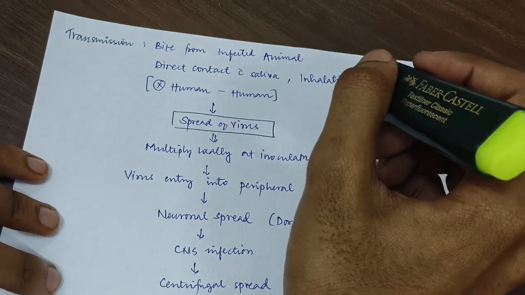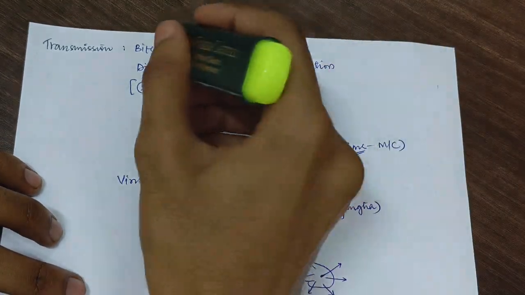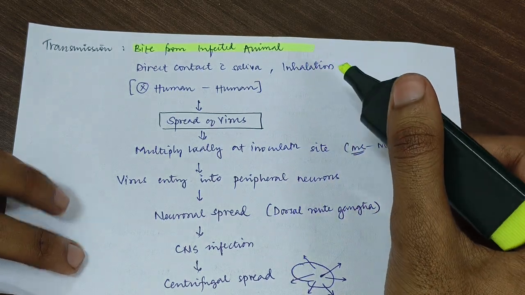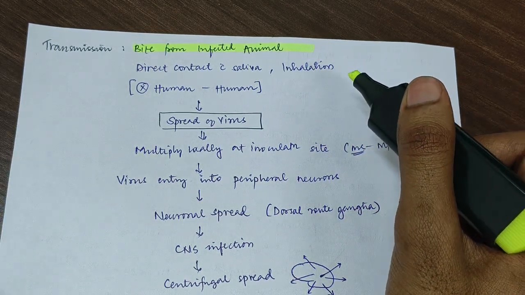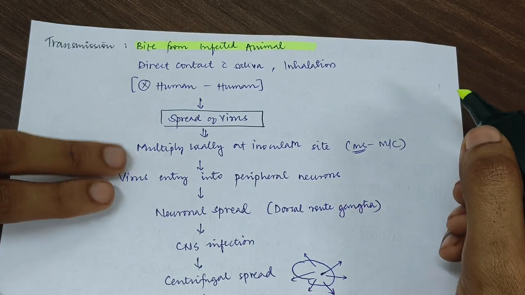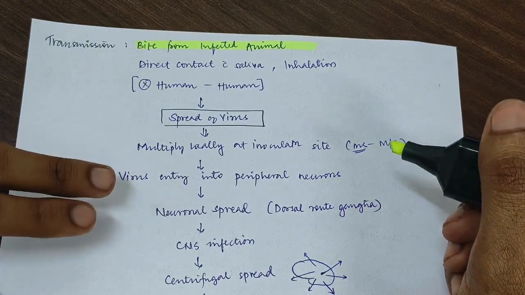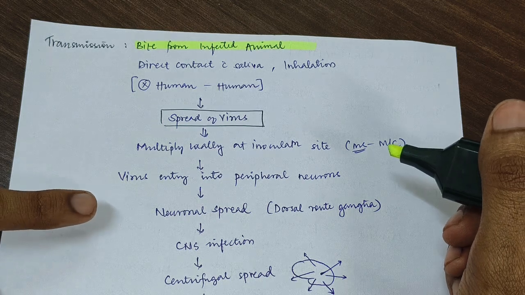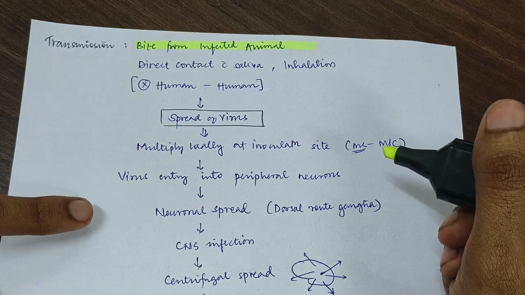Transmission. The transmission is basically from the bite from the infected animal, direct contact with the saliva or the inhalation. There is no human to human transmission. Spread of the virus is basically local multiplication at the inoculation site. Then virus will enter into the peripheral neurons, then entering into the neuronal spread leading to dorsal root ganglia spread.